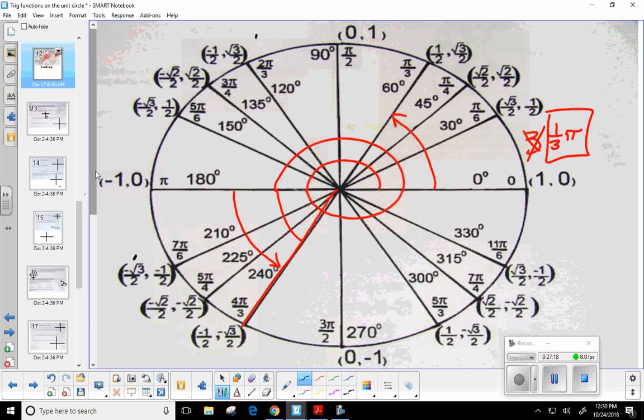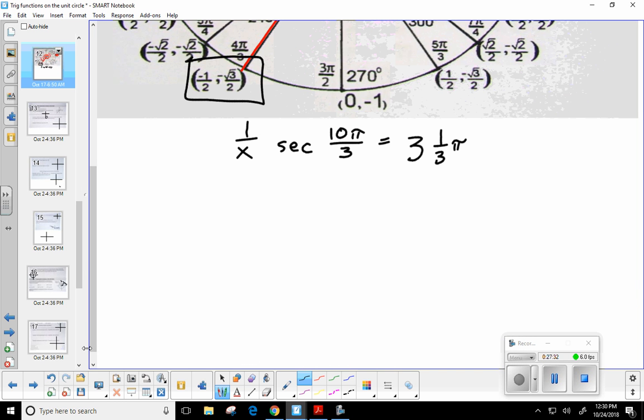Now, all I got to do is use that ordered pair to get my answer. Is everybody okay with this? Okay. So secant, he did want 1 over x, right? So I'm going to put 1 over, what's the x value? -1/2. So it would be what? It would be -2. There you go. Okay.